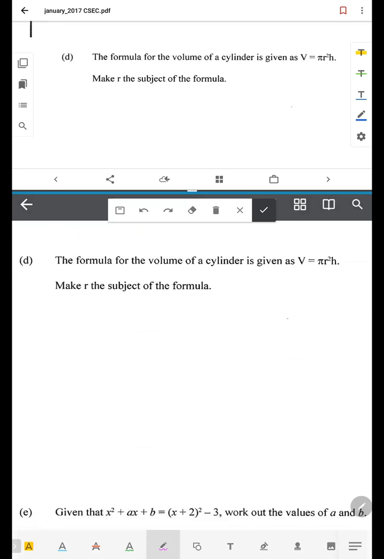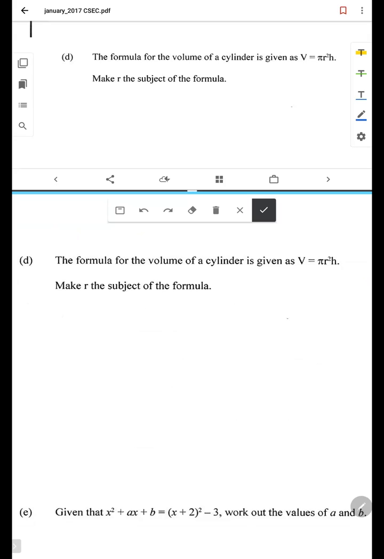All right, so this says the formula for the volume of a cylinder is given as V equals pi r squared h. You know that the r is the radius and the h is the height. They want us to make r the subject. So starting with V equals pi r squared h, we want to leave r as the subject. So we're going to divide both sides by the pi and the h to leave the r squared alone first. That's how we get rid of the pi and the h.